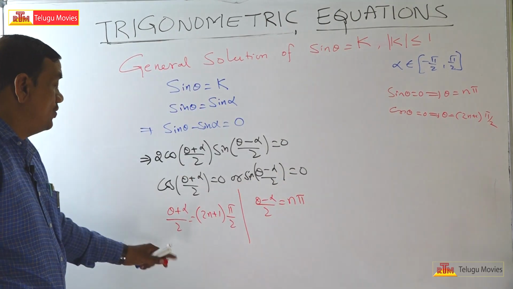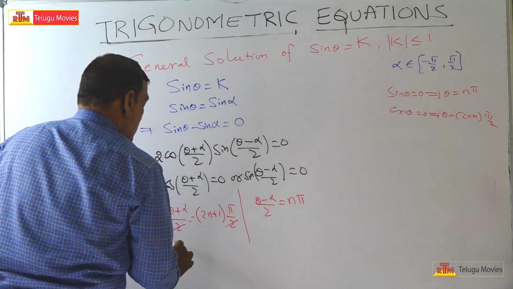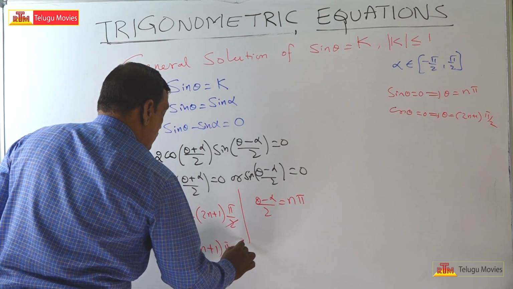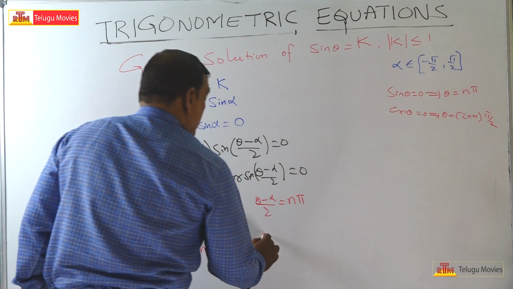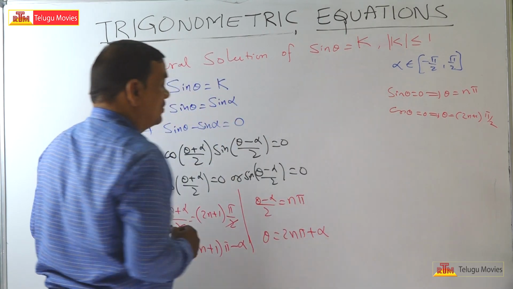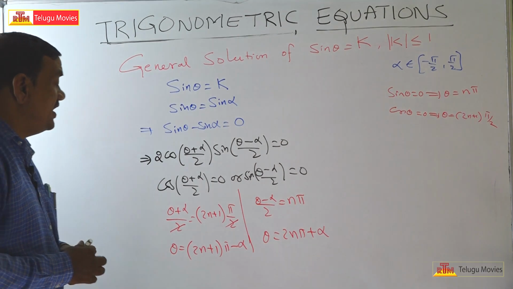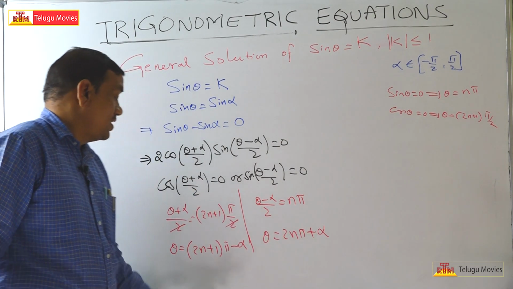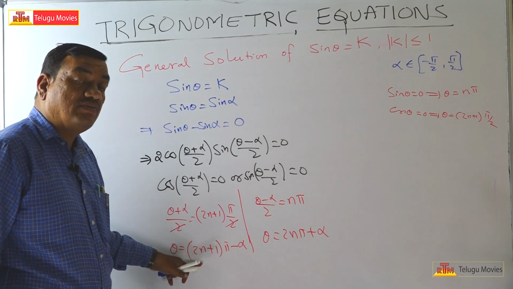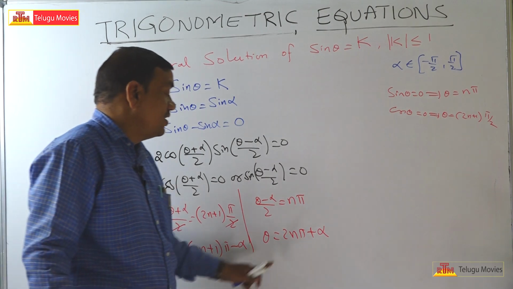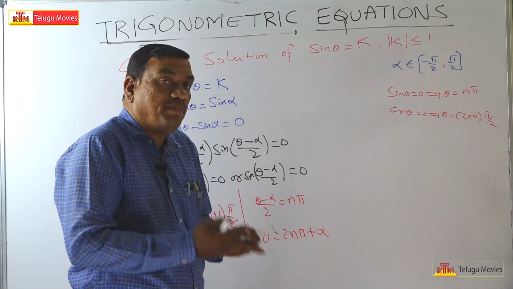Now this 2 will get cancelled. Theta is equal to (2n plus 1) pi minus alpha. Here theta is equal to 2n pi plus alpha. Now see, here we got minus alpha, here plus alpha. If you observe, 2n plus 1 is the general form of an odd number. For an odd number you are getting minus, for an even number you are getting plus.